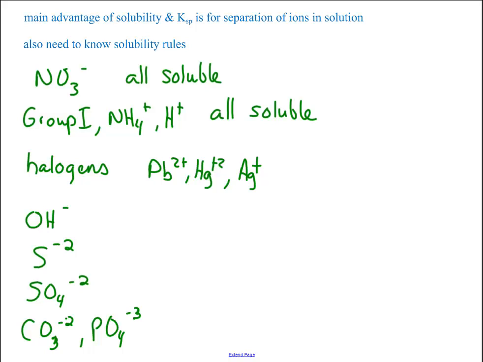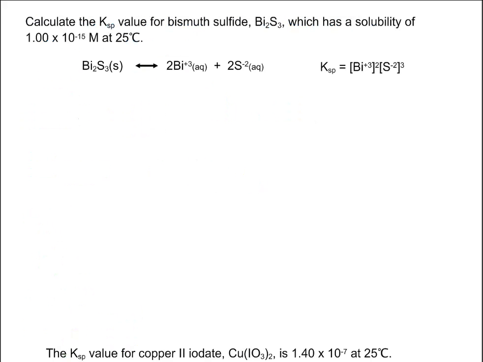How are we going to use this? We're going to use this in a qualitative analysis lab to give you an opportunity to try and figure out what ions are present in a solution. So let's see how this solubility stuff works. I can start first of all by trying to find the KSP, or the equilibrium constant, from something that has a solubility of a certain concentration. Solubility means that when I dissolve the compound, I'm going to get a molar solution that has that concentration.